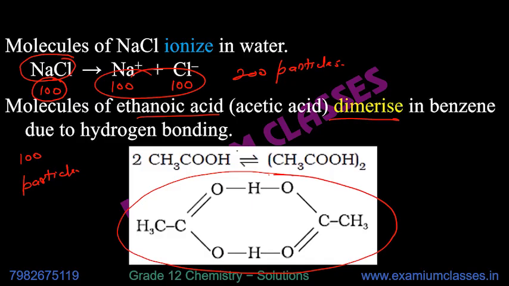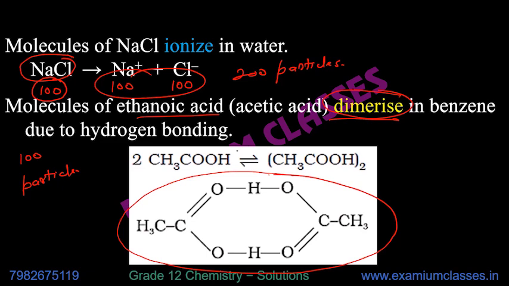Similarly, in case of association also, for example, dimerization of acetic acid. This will also depend on the degree of dissociation or degree of association. I gave you the example of NaCl because it ionizes 100%. So 100 will result in 200, 200 will result in 400, like that. But if it is not 100% ionization, then 100 will not result in 200. If you have 100 molecules, these may result in 150, if only part of it ionizes.